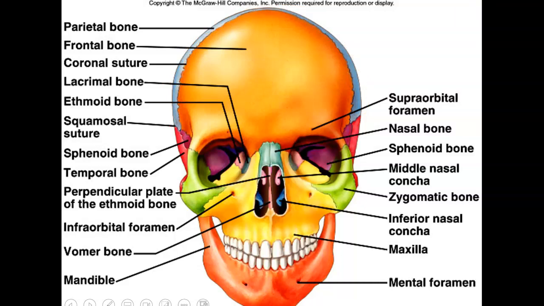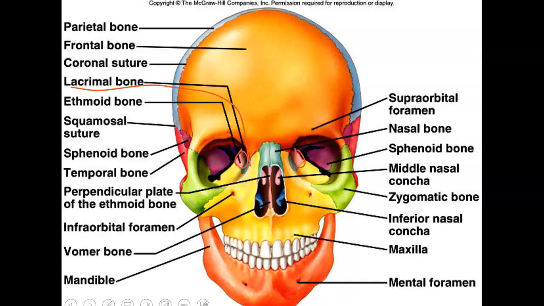Next, looking at the lacrimal bone. The lacrimal bone is going to be the first bone in the eye. So we're coming in here, and it's going to be in green. That's where the lacrimal ducts can be found. Then you have your ethmoid bone, which helps make up part of the eye socket, the orbital.